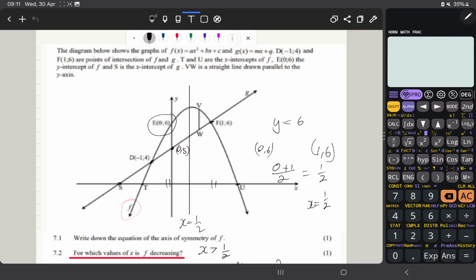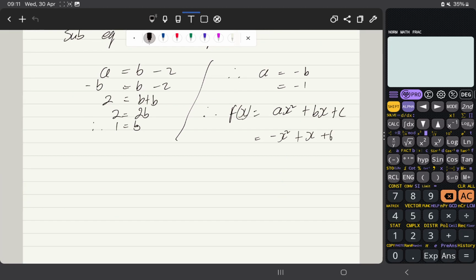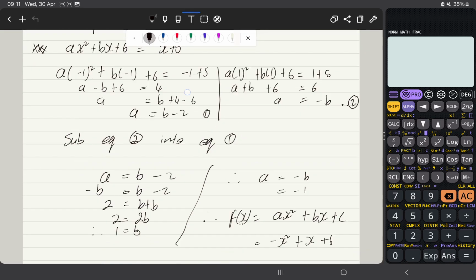Because U is the x-intercept of the f function, and for us to get U, we're gonna have to calculate the x-intercept of the f function, which could be a lot of work. So let's do that. This was 7 points, so I'm doing 7.6.